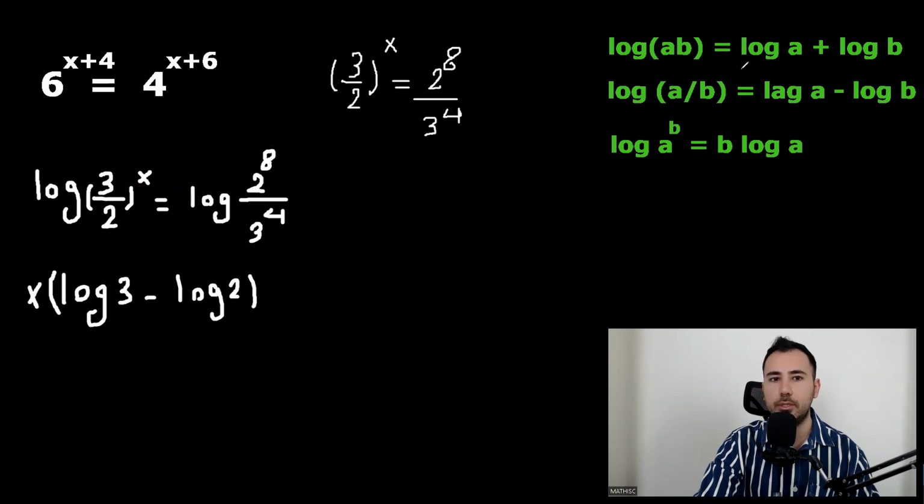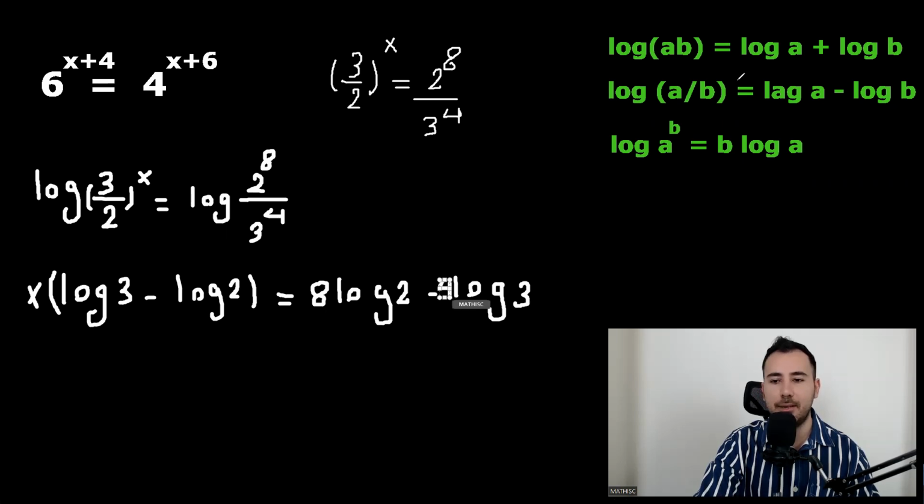Now this one, because again, they are dividing, so I'm going to say equals logarithm 2 to power of 8, okay, minus logarithm 3 to the power of 4. Okay, and I'm going to use this one now. 8 will just go, 8 will go all the way here. Also, 4 will go all the way here.